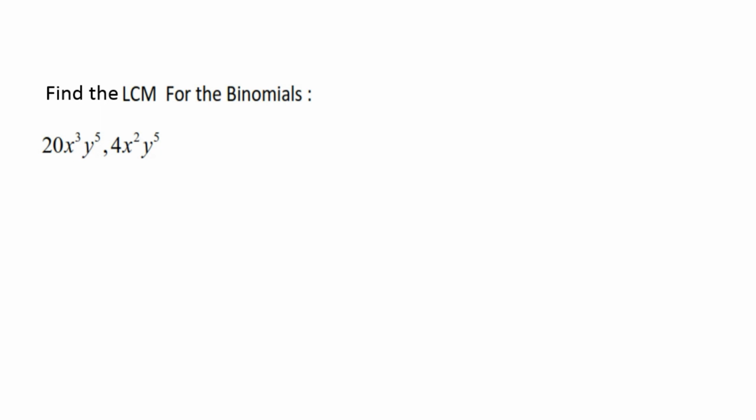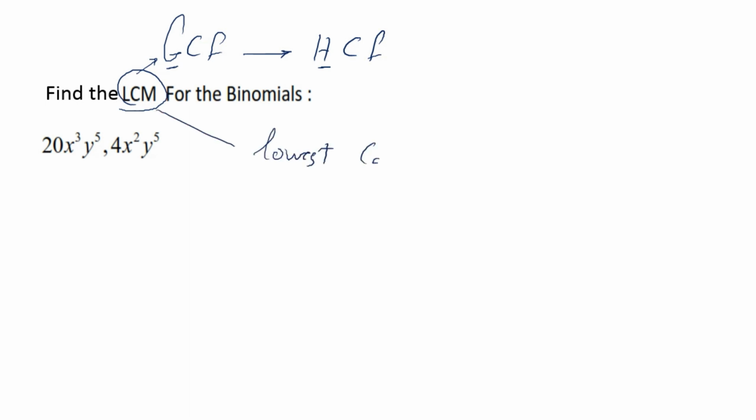There is a big difference between LCM and GCF, or sometimes HCF, which is the highest or greatest common factor. LCM is the lowest common multiple. Okay, I didn't write any choices here, so we can solve it together.